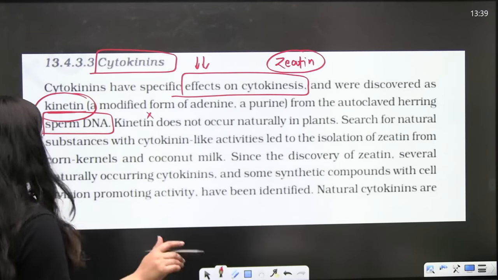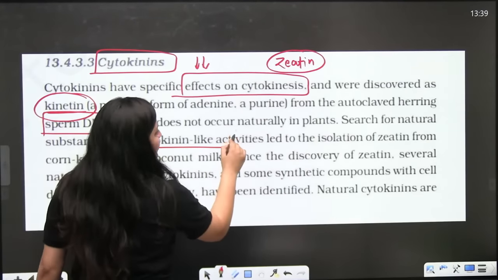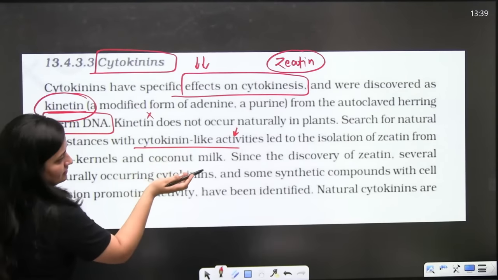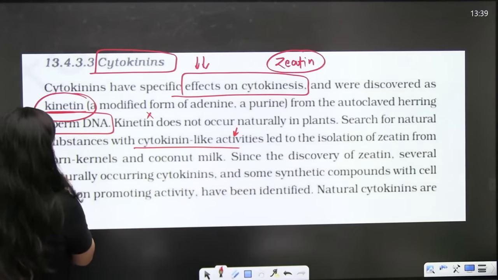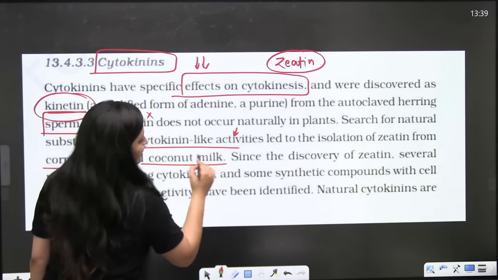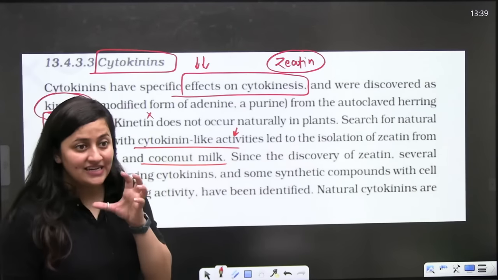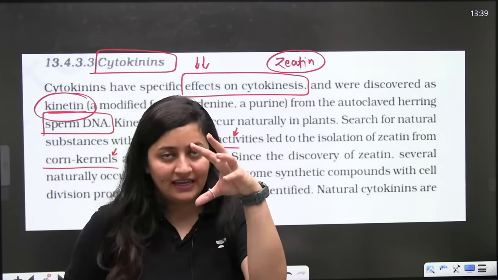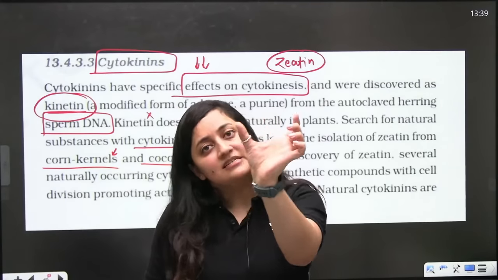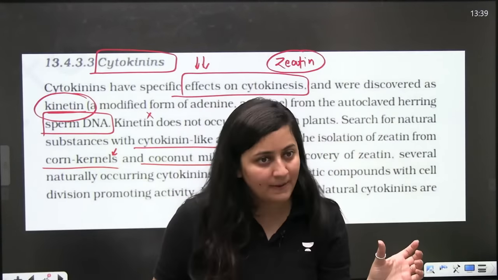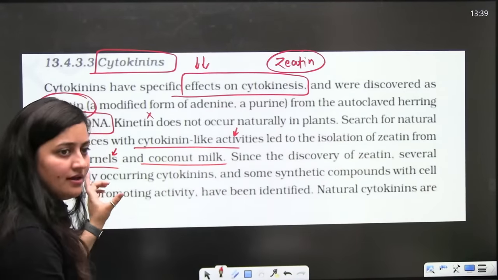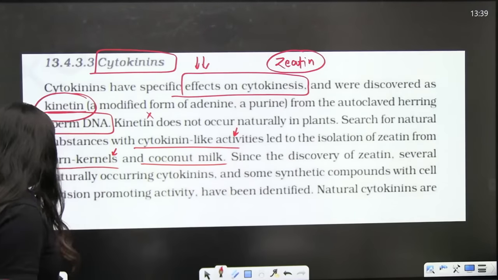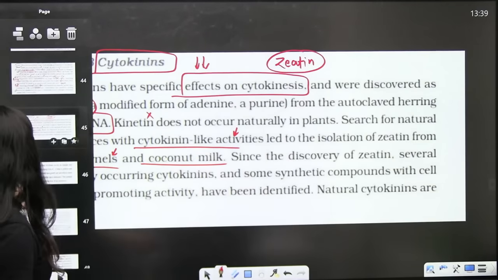Natural substances with cytokinin-like activity led to the isolation of zeatin from corn kernels and coconut milk. This is what you need to remember. Kinetin is isolated from herring sperm, but zeatin is from the plants. Is that clear? It is from the plants. It will promote cell division and cell elongation.